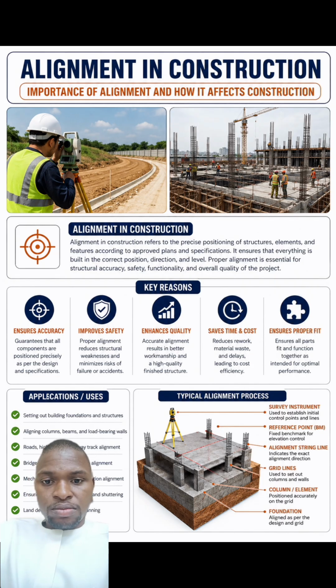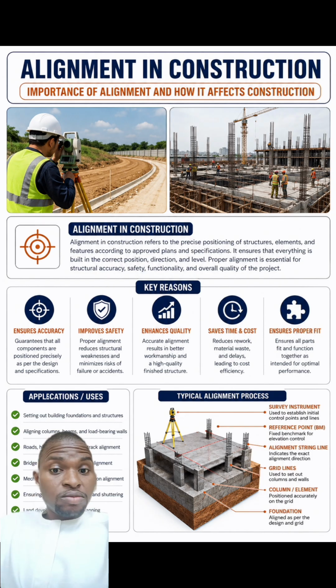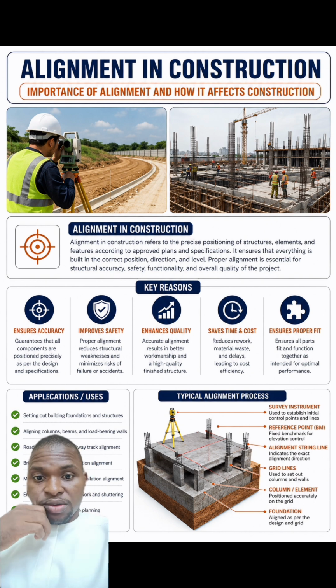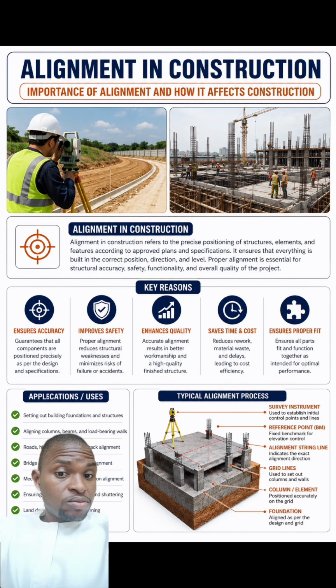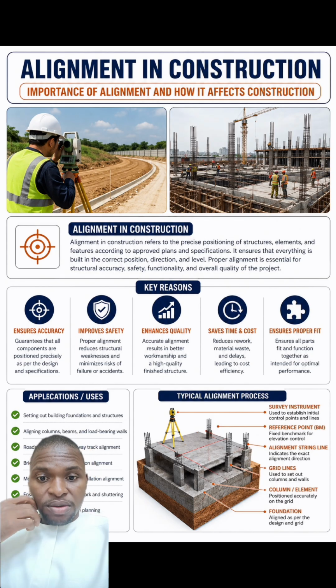Then improve safety, because proper alignment actually helps to reduce structural weaknesses and minimize risk of failure or accident. So it actually helps to reduce that bending here and bending there, cracking there, and cracking here. So it helps to reduce that structural weakness and minimizes the risk of failure and accident. So good alignment of your structure actually ensures the safety of the whole structure. Then enhances quality.